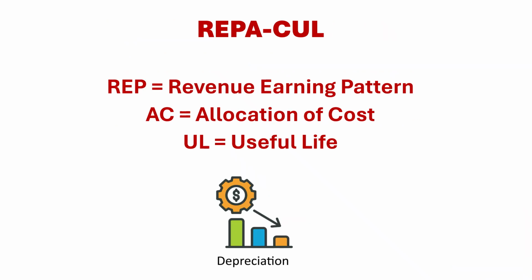So the acronym that I'm pushing in this case is REPACAL. The REP stands for the revenue earning pattern of the asset, the AC stands for the allocation of the cost, and the UL is the useful life. So the REPACAL acronym is just a mnemonic to help students structure their theoretical responses, which we'll illustrate with a couple of examples now.